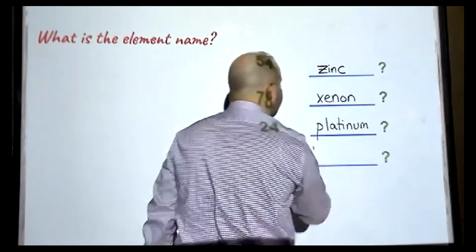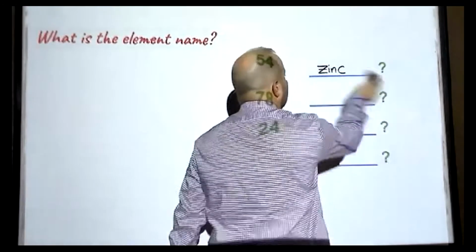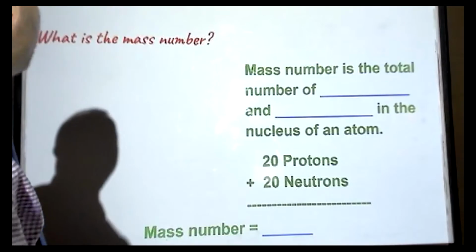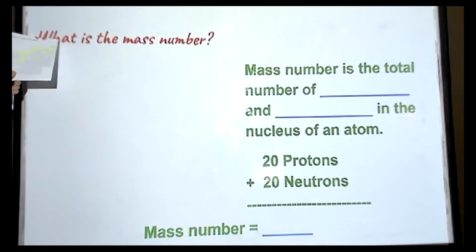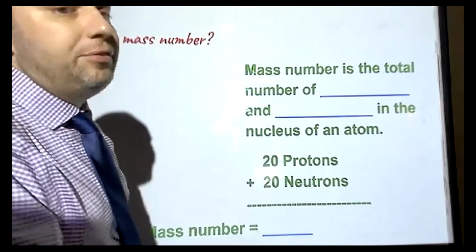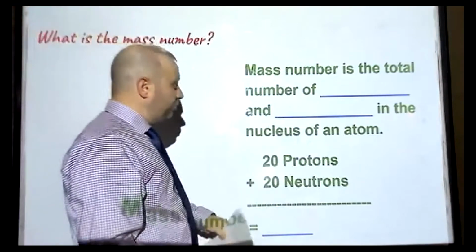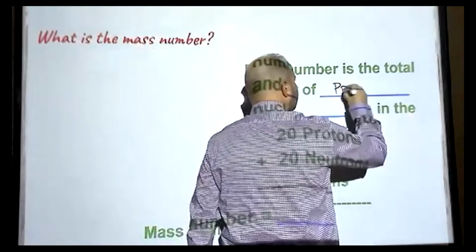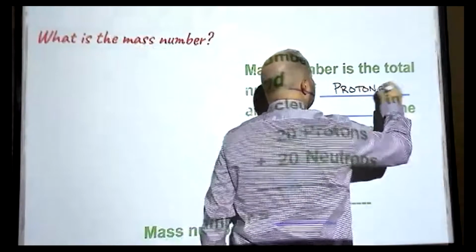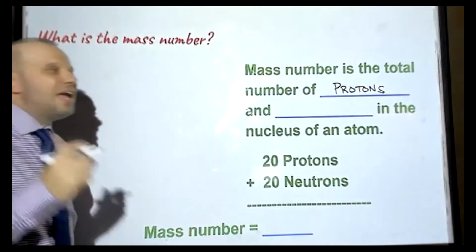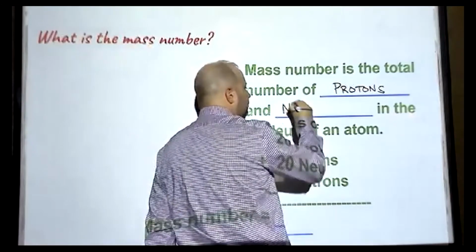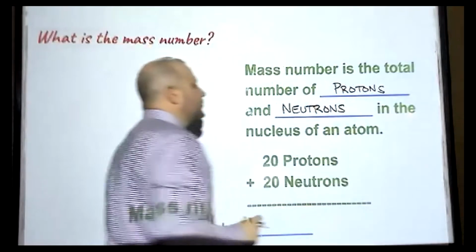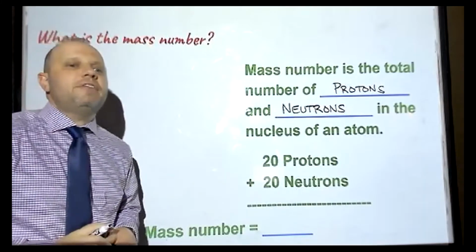So let's go on and talk about the next piece, which is the mass number. So I wrote up here, what is the mass number? The mass number is the total number of protons, that's what goes on that line, protons and neutrons in the nucleus of an atom.